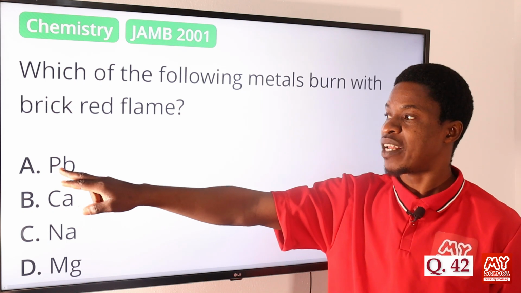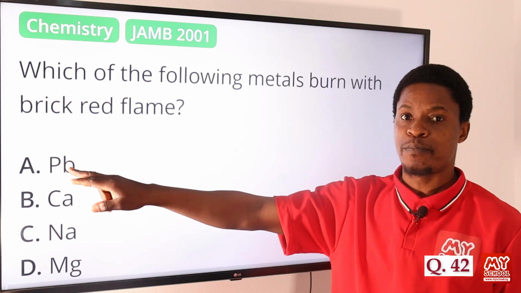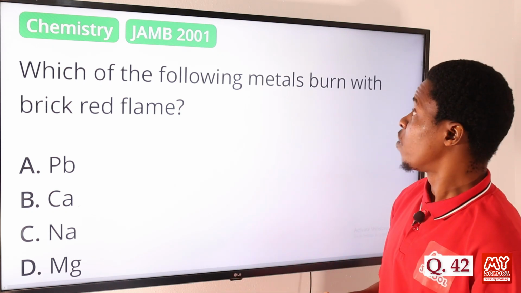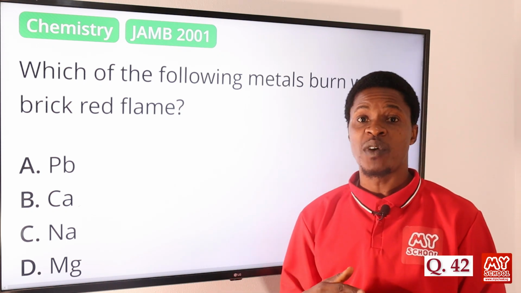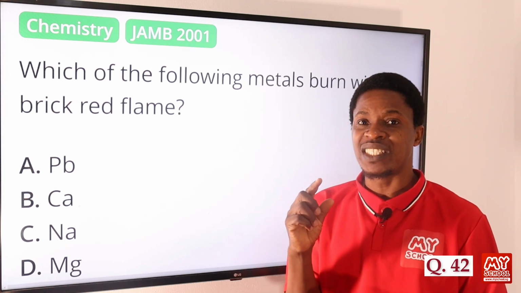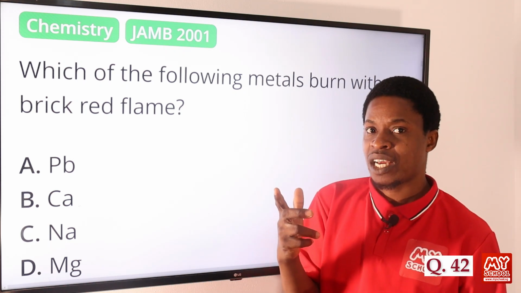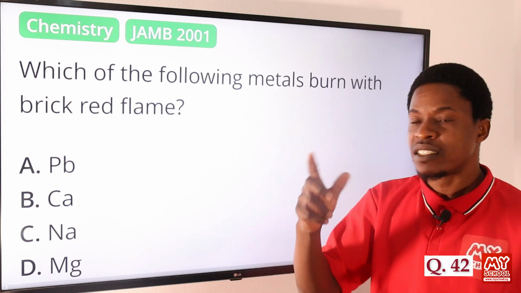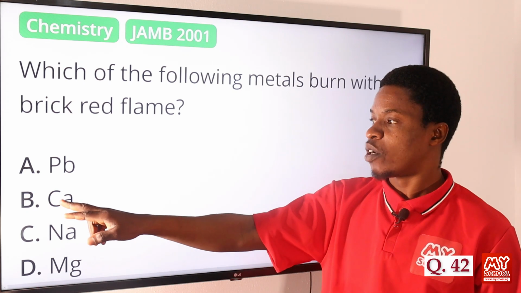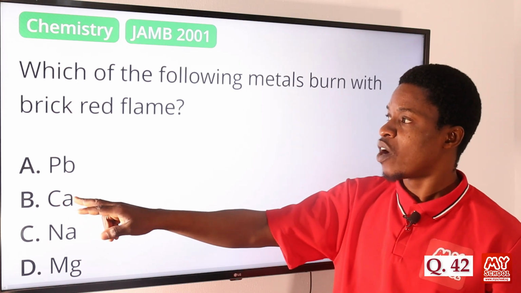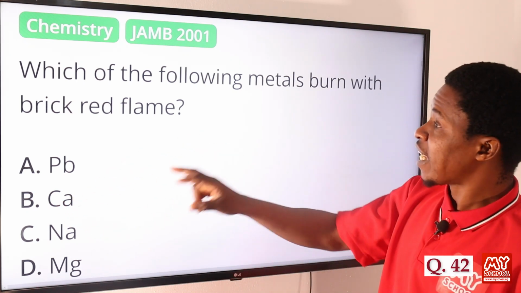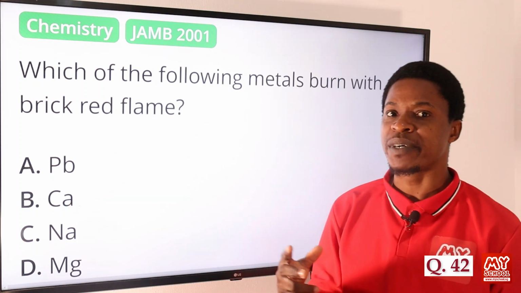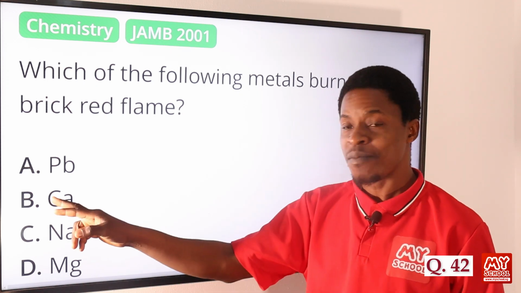Option A, when you burn lead, Pb, the kind of flame you have there is always a grayish white flame. Option B, calcium. If you have calcium metal burning, you have a brick red flame. That's what we form for calcium.